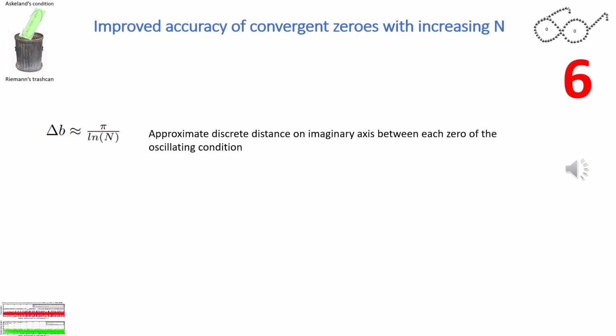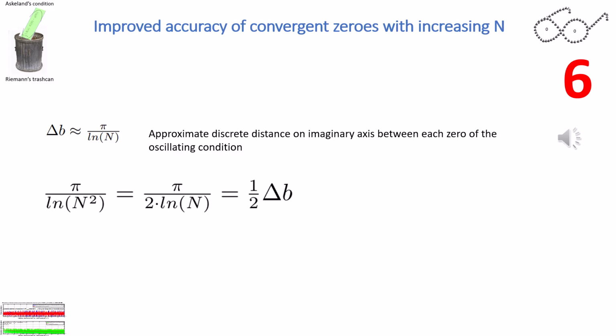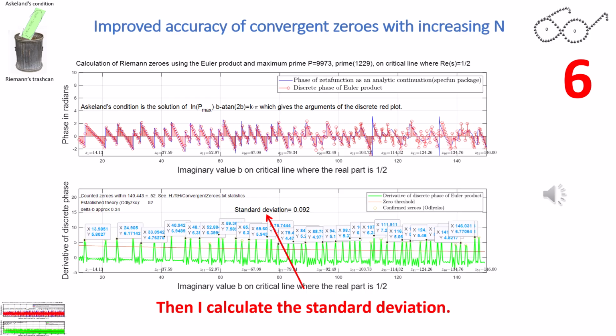I have shown in video 4 that the accuracy depends entirely on the distance between the arguments on the critical line. This distance is inversely proportional with the natural logarithm of the length of the zeta sum formula. Squaring n will cut delta b to 1/2. The standard deviation should then be cut to 1/2 when n goes from 10,000 to 10,000 squared equals 100 millions. We should then see a falling value of the standard deviation to almost 1/2 of 0.092.